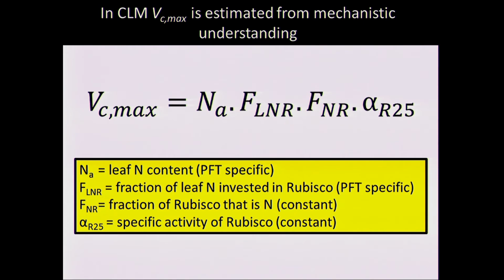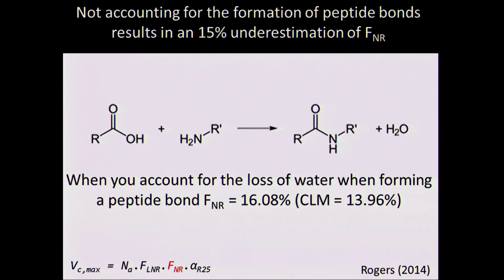So I had a look at, sort of dug deep into their papers and tried to work out what was going on. And then I found my first mistake. What they'd done to estimate this term FNR, so this is simply the amount of nitrogen that's in the protein Rubisco, and it shouldn't really be any different from any other protein. Maybe there's a few quirks here and there, but basically it should be the same.